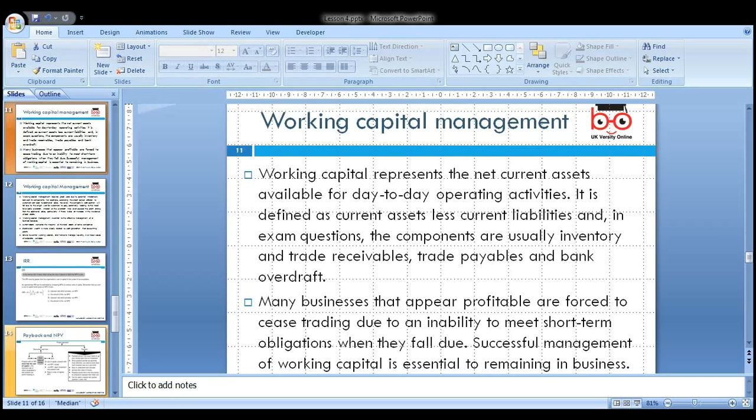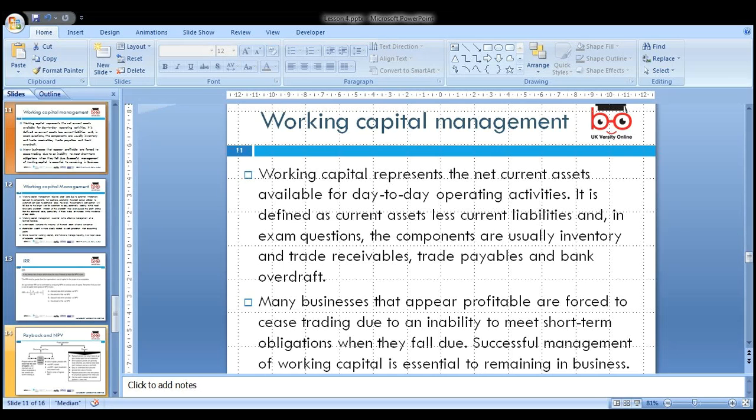Okay, anybody any question? Next area of our discussion is working capital. Working capital is also known as running capital. It represents the net current assets available for day-to-day business operating activity, defined as current assets less current liabilities. Current assets means assets which stay within 1 year and keep changing. Current liabilities mean the legal obligations which we have to settle within 12 months.